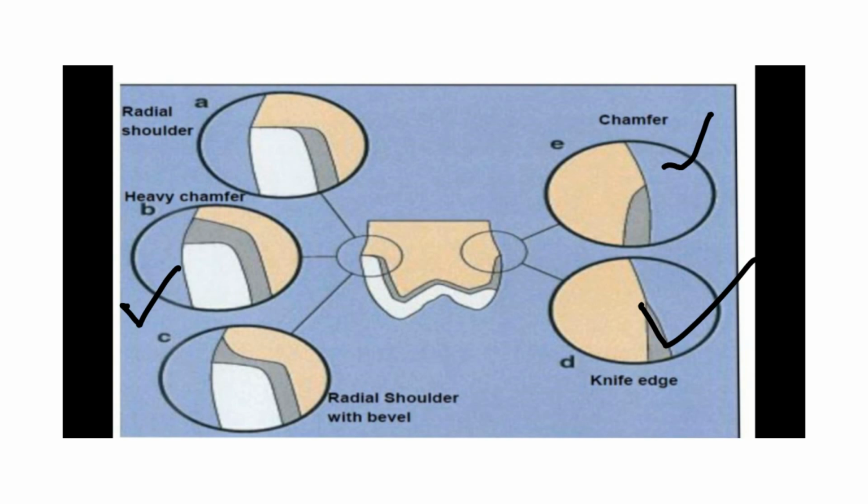Chamfer finish line provides the best marginal seal, plus it is conservative. Knife edge is very conservative and also provides the marginal seal. It has the best marginal seal. Remember this. And shoulder finish line is the most aesthetic margin or finish line.